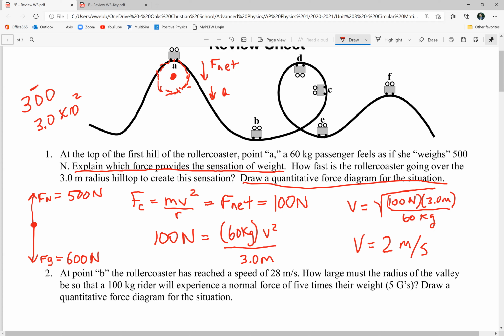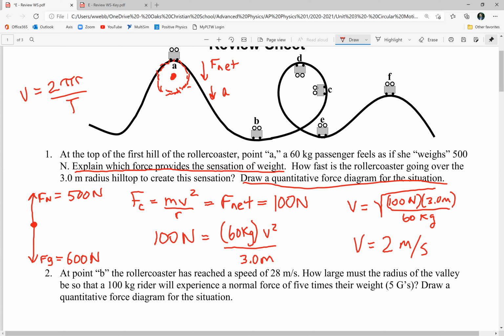Any other questions? For this is asking for velocity. What about the other equation, v equals 2 pi r over t? Well, we don't have the value for t, but if we do, can we use it?